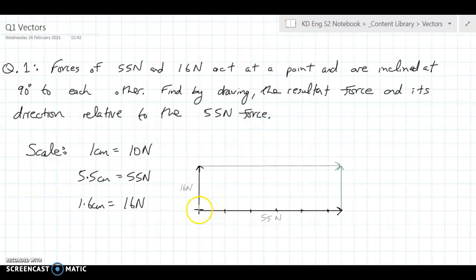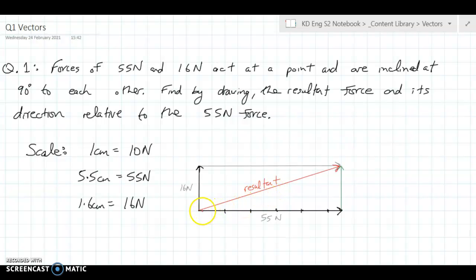So the resultant is going to be the diagonal, and the more accurately you draw it, the better your result is going to be. And we can put a wee arrow on that. So this here is the resultant. It's the combination, if you like, of the two forces. And we need to get the magnitude and angle of this resultant.